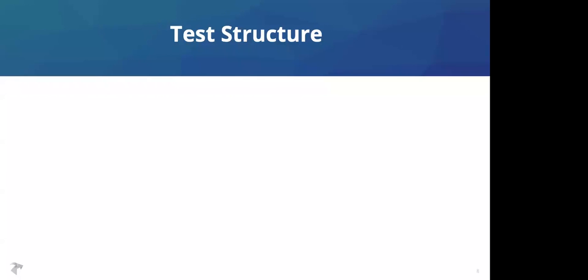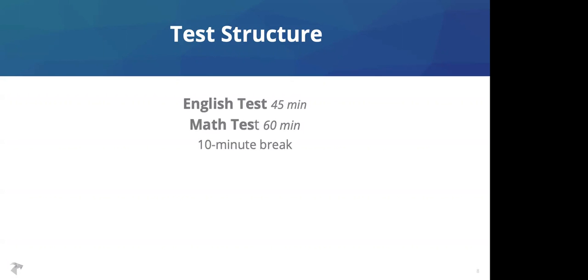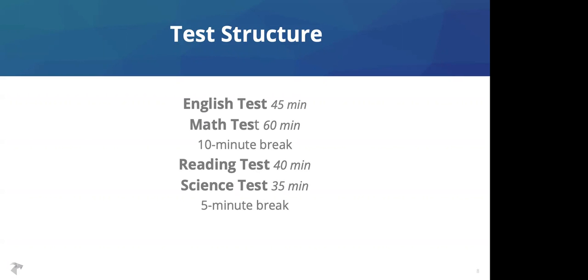The test structure for the ACT includes 5 tests or sections, including the writing sample. The test breakdown is as follows. You have the English test, which is 45 minutes, the math test, which is 60 minutes. Then you get a 10-minute break. Then you have the reading test, which is 40 minutes, the science test, which is 35 minutes, a 5-minute break, and then the optional writing test, which is another 40 minutes.